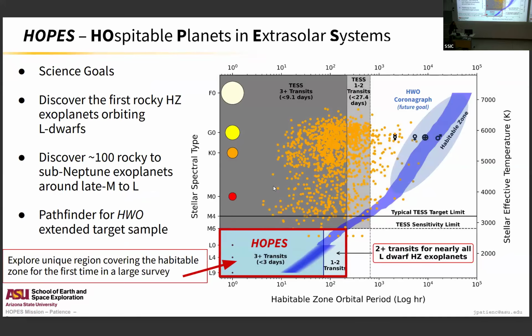Okay, and so this is where we would like to have a possible discussion about a science mission. And so we decided to call it the Hospitable Planets in Extrasolar Systems, or HOPES. So we need hopes for new worlds to explore, and that's what this is designed to do. So the idea would be to search these lowest mass targets for the smallest planets.